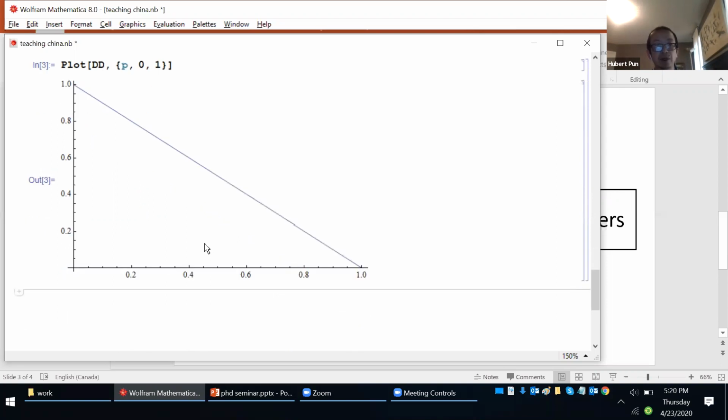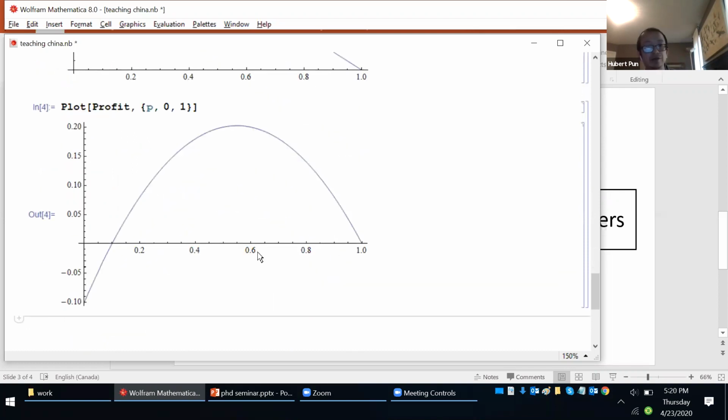But then if we plot the profit, it looks slightly different. So let me show it to you. If we plot the profit, it actually looks like that. So what does it mean? If I sell the product at price equals 0, then I would be losing the production cost. So there's one customer, but I'm losing the production cost, which is 0.1.